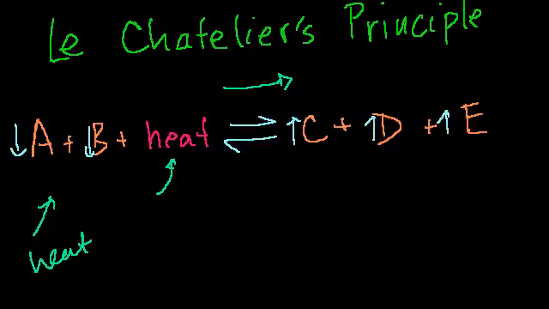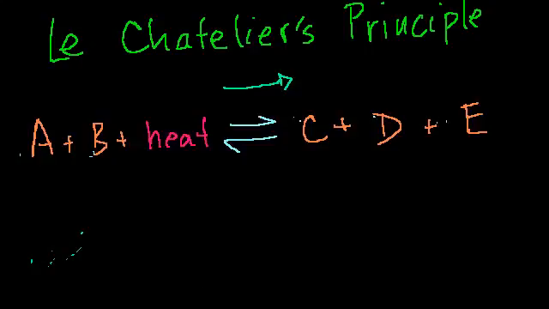Now, if you did the opposite, let me erase what I just did. Let's say instead of adding heat, you were to take away heat. Let me make sure my cursor is right. So if you took heat away from the reaction, what will be favored? Well, then you're going to be favoring it in the other direction, because then there'll be less heat here.